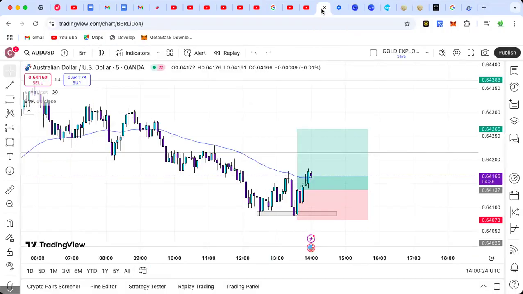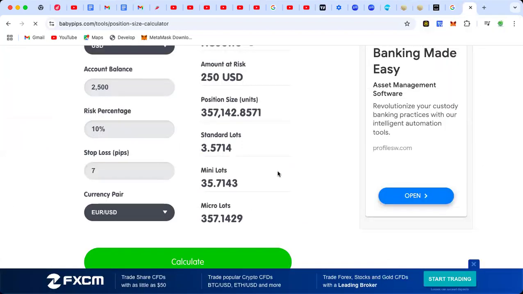Why do you use this lot size? It's very simple. You've calculated that you are going to expose up to $250 in this trade, with 1:2 risk reward. So 3.57 is what this gives us. I always say enter like 5 positions, so divide 3.57 by 5 and you get whatever it is, and that's what you open.